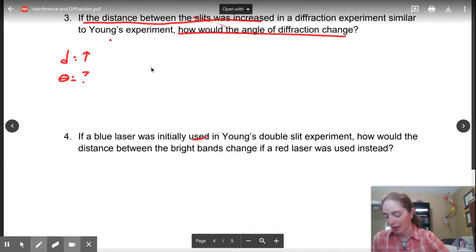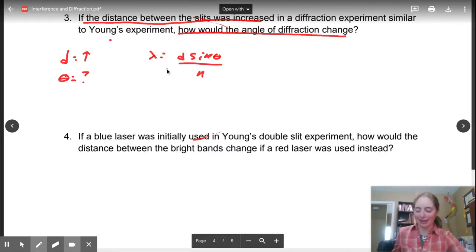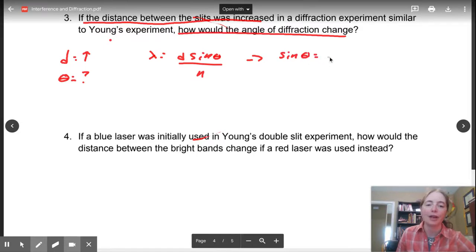Okay, we're going to take our equation. Lambda is equal to d sine theta over m. Well, what we want to do here is get our d and our sine away from each other. We want to get them on opposite sides of that equal sign so we can really see what happens when we increase one and decrease the other. So I'm going to rearrange this. The same way I did earlier, I'm going to multiply both sides by m over d.